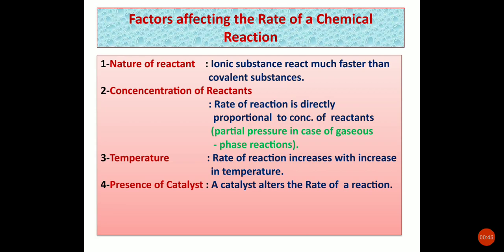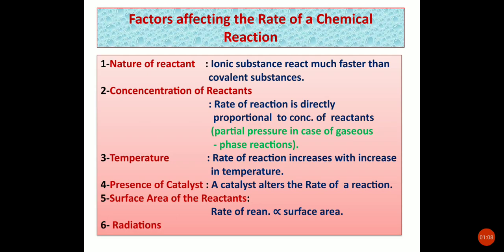Fourth one is presence of catalyst. A catalyst alters the rate of the reaction. If it enhances the rate of the reaction, it is a catalytic promoter. Otherwise, it is known as catalytic poison. Then surface area of the reactant. Rate of the reaction is directly proportional to the surface area of the reactant. That means when surface area increases, rate of the reaction also increases. Then radiations. These are the main factors which affect the rate of a chemical reaction.